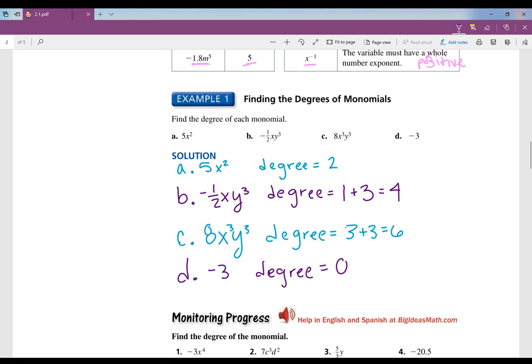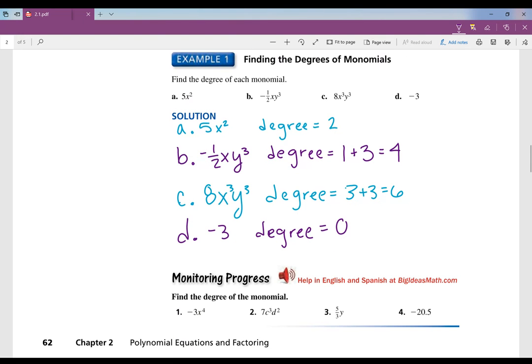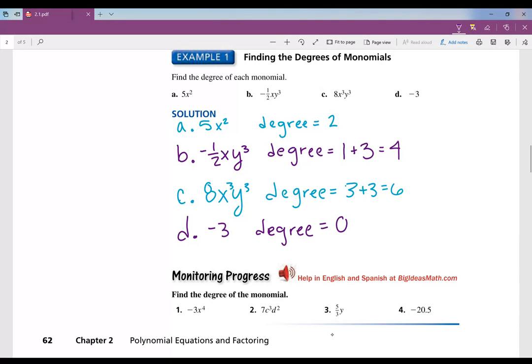Alright, so take a second and try numbers 2 and 3 of the monitoring progress, and at the beginning of the next video, I'll tell you the answers so you can check if you did them right.